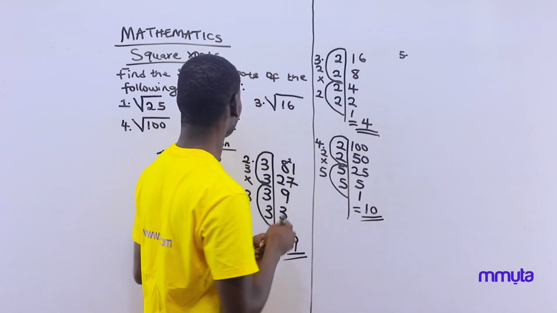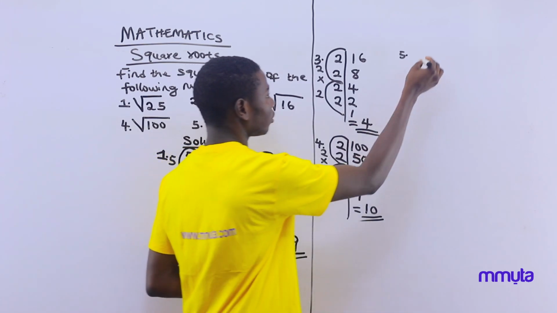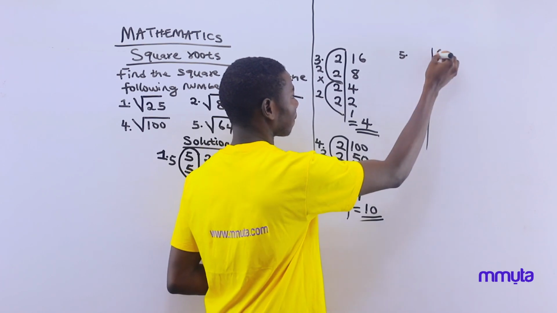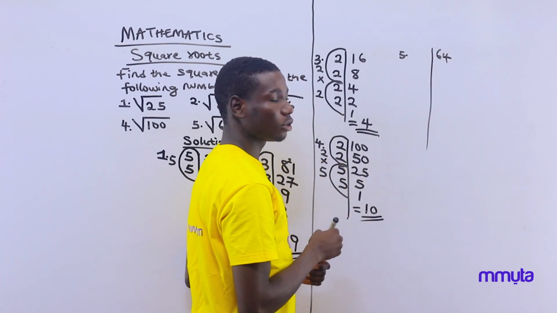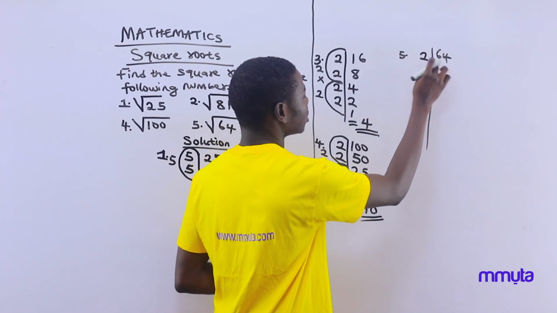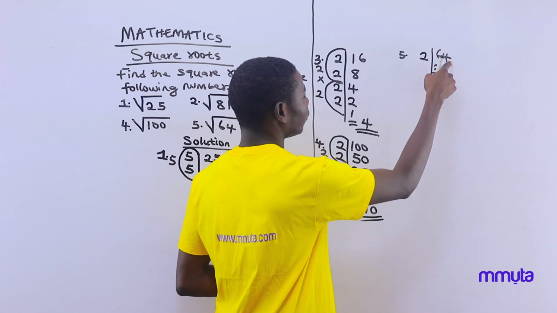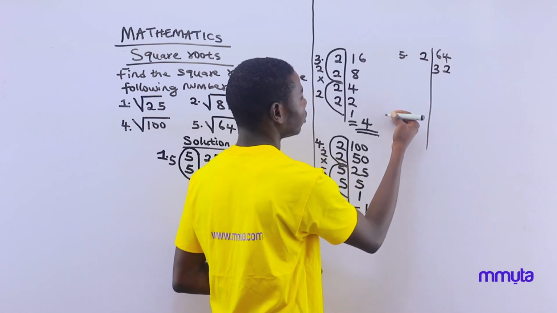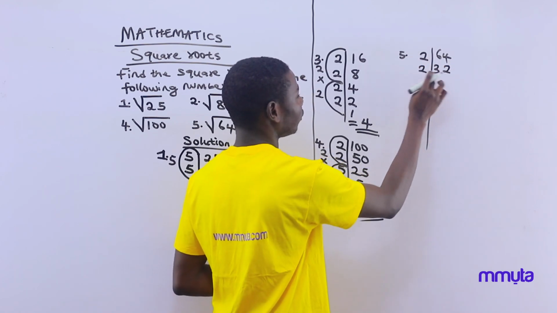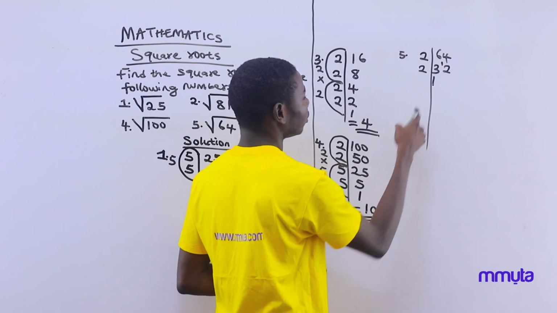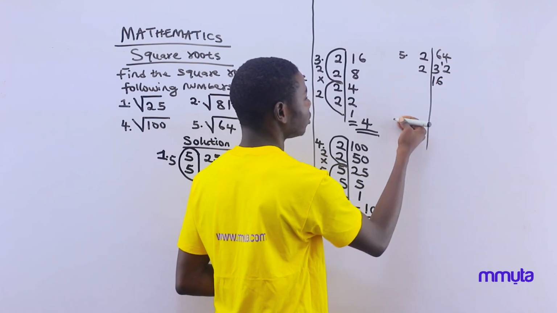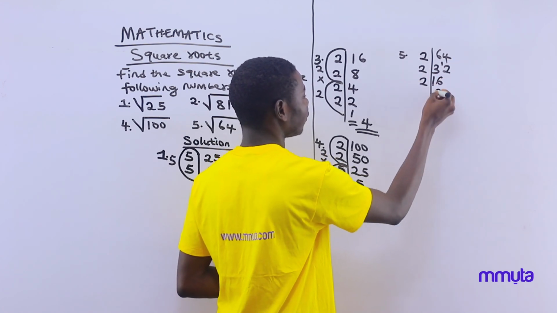Number 5, square root of 64. We use 2 to divide 64. 6 divided by 2, we have 3. 4 divided by 2, we have 2. Can use 2 again. 3 divided by 2, we have 1, remainder 1. 12 divided by 2, we have 6. Can use 2. 16 divided by 2, we have 8.